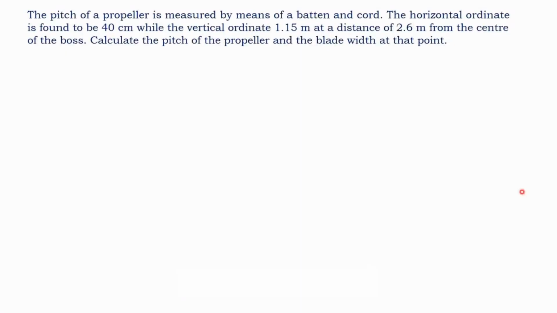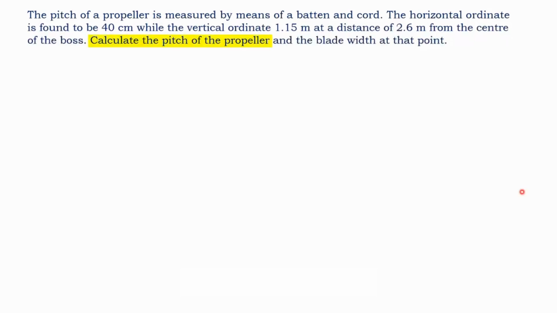The pitch of a propeller is measured by means of a batten and cord. The horizontal ordinate is found to be 40 centimeters, while the vertical ordinate is 1.15 meters at a distance of 2.6 meters from the center of the boss. Calculate the pitch of the propeller and the blade width at that point.